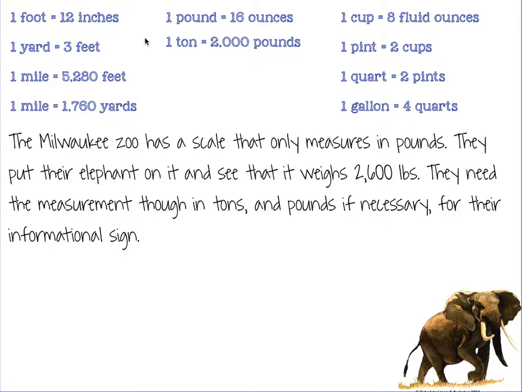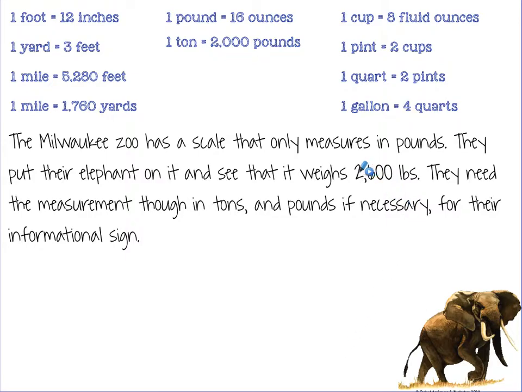Also, what we're going to do is look at what happens when you work it out and it doesn't work out perfectly, and we don't want to turn it into a fraction or a decimal, but we actually want the answer as two different units. Let's take this problem that we did previously about the elephant at the Milwaukee Zoo, and they need the information in tons and pounds if necessary.